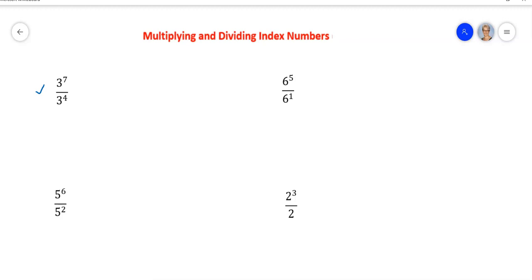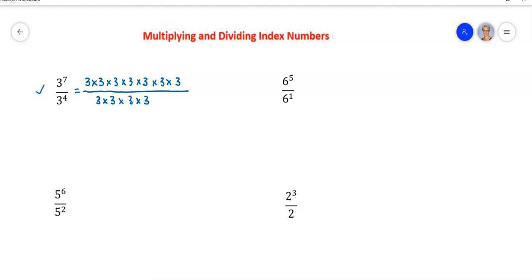Now again, let's look at this in expanded form. 3 to the power of 7 is 3 times 3 times 3 times 3 times 3 and 2 more times 3 times 3. 1, 2, 3, 4, 5, 6, 7. Over, and now we have 3 to the power of 4, which is 3 times 3 times 3 times 3.